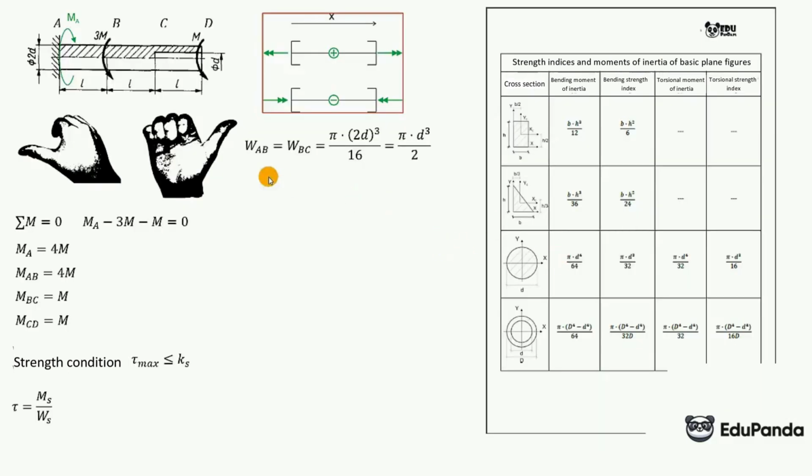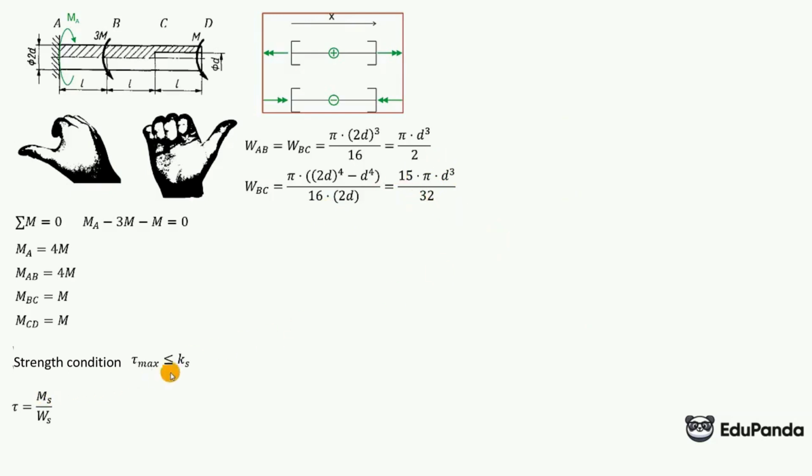Now the annular section, like we have on the CD interval. So the strength indicator on the CD interval, sorry, it should be CD. We have such a formula: pi times the large external diameter to the 4th power, which is 2d, minus the internal diameter, which is d, to the 4th, over 16 times the large external diameter. It reduces to this form. Let's move on. So we have the indicators calculated, we can calculate the shear stresses.